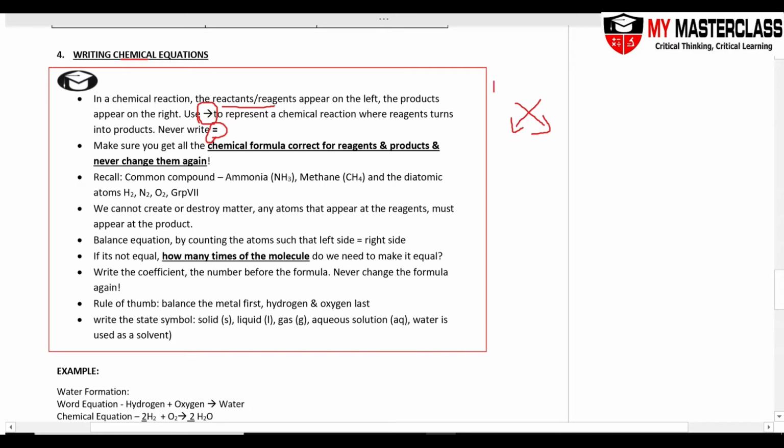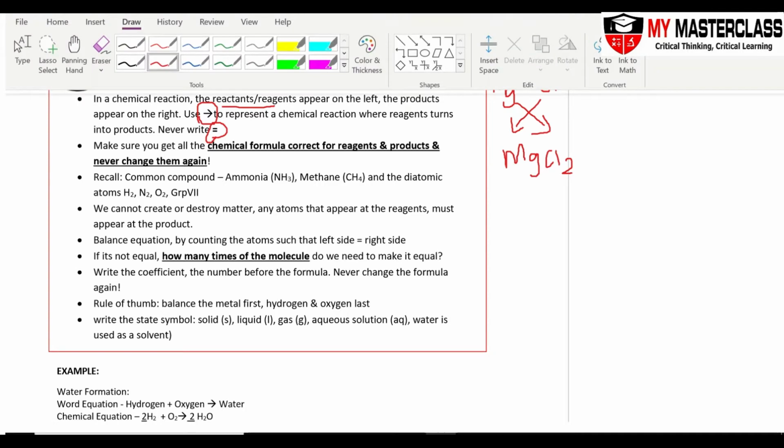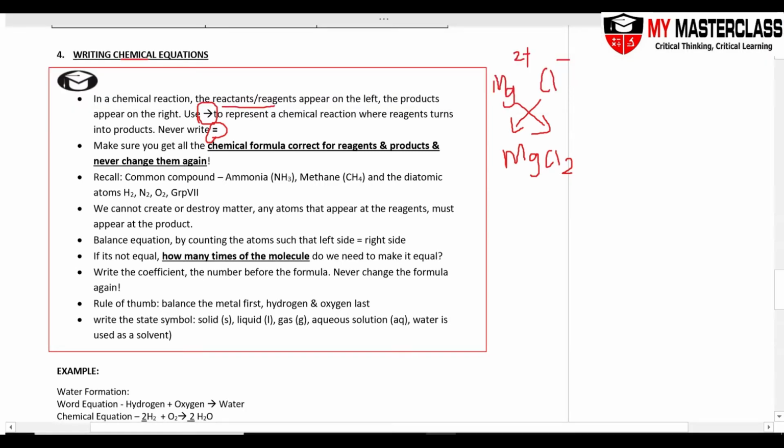Example, magnesium chloride. So bring down the charge: MgCl2. After that, you don't go and change the formula to Mg2Cl3, something like that. Magnesium chloride stays as MgCl2. It does not change the formula.